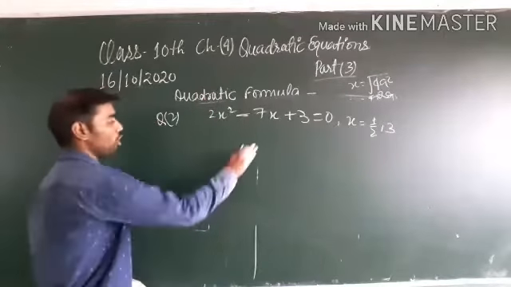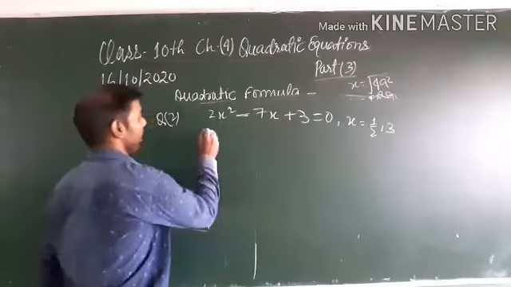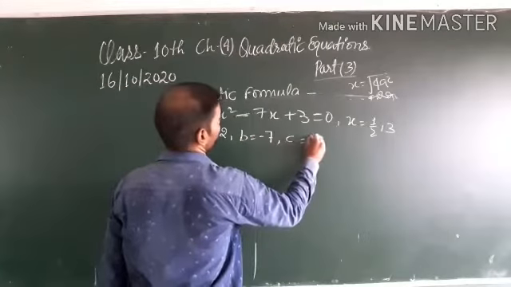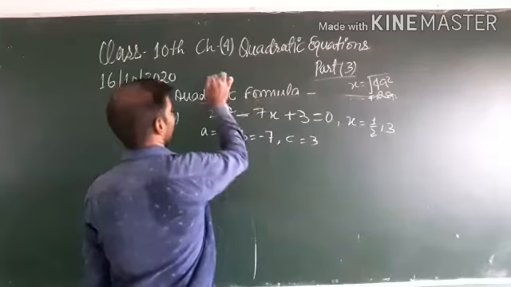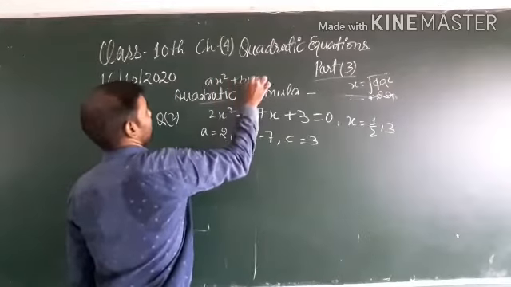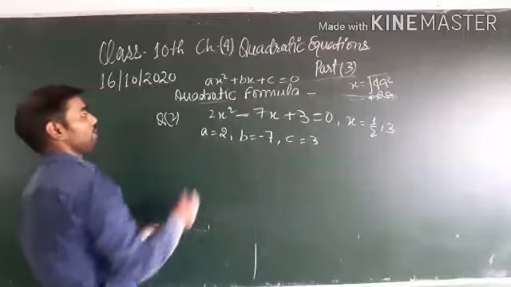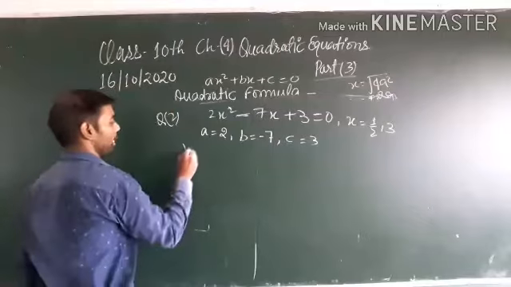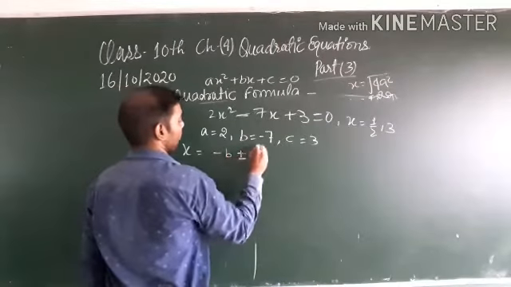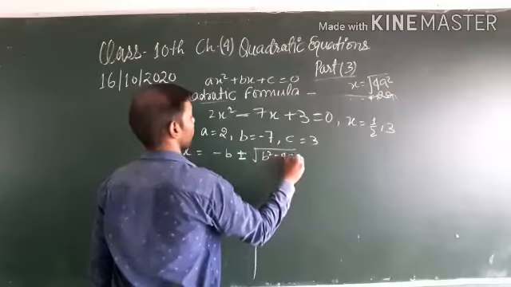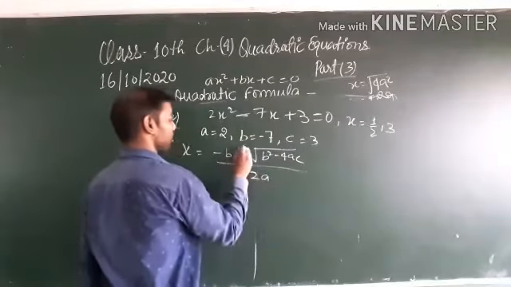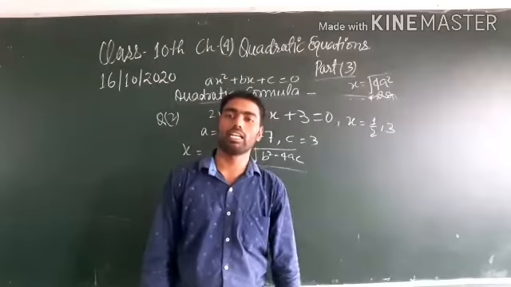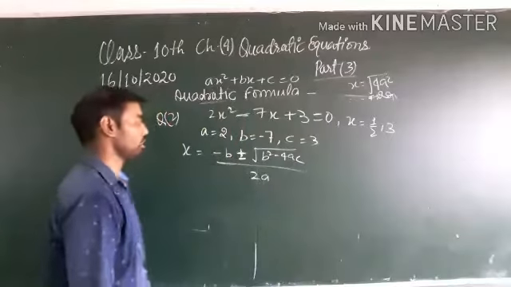Now we find the value of x by the quadratic formula. Here a is equal to 2, b is equal to minus 7 and c is equal to 3, when comparing with ax square plus bx plus c is equal to 0. Now we use the formula x is equal to minus b plus minus square root of b square minus 4ac upon 2a. Here the meaning of plus minus is that you take the first time plus and the second time minus, then you get two values of x.